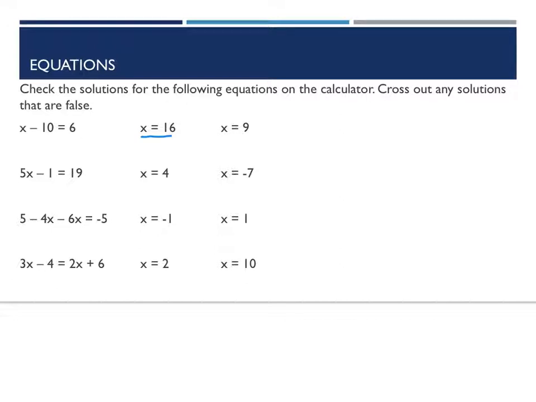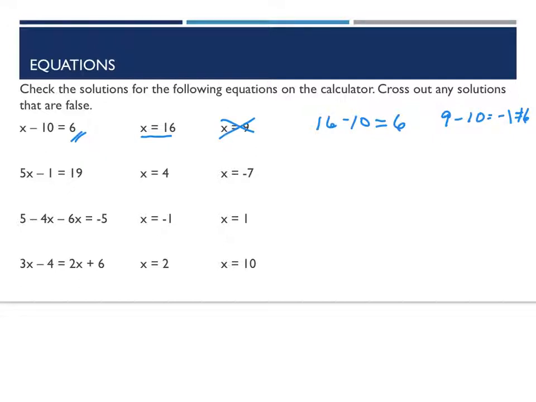So I'm going to do 16 minus 10 on my calculator. And then I'm going to hit enter, and that's going to give me 6. 6 is the answer I was told that I should get. So 16 appears to be okay. What happens if I plug in 9 where x was? I would do 9 minus 10, and I would get what? -1. -1 is not 6. So that solution is false.